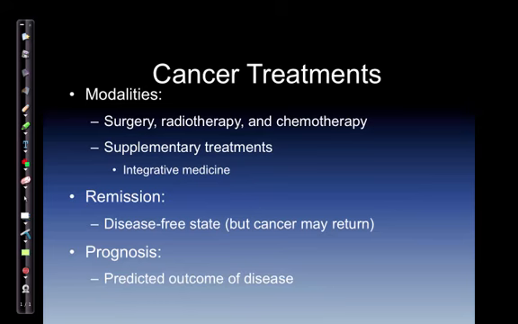Supplementary treatments would be things like integrated medicine or non-traditional medicine, blending of traditional and complementary medicines, relaxation, and things like this. Acupuncture. Remission is a term, disease-free state, but the cancer can return even after remission. And then prognosis is a predicted outcome of the disease. Those are all terms related to cancer.